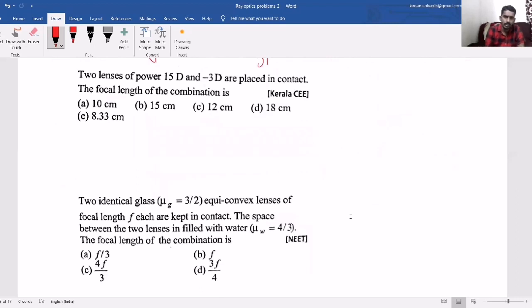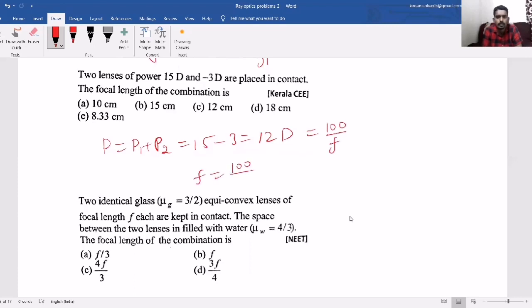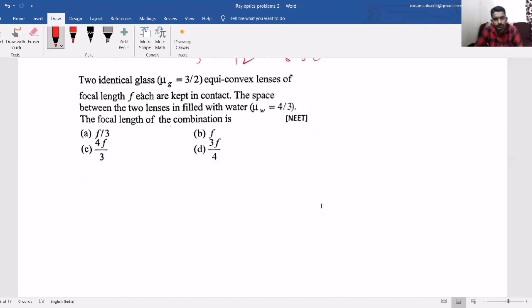Of course we have already seen it, but once again I explain. Now, two lenses of powers 15 and minus 3 are placed in contact; find the focal length of the combination. When they are kept in contact, the resultant power is P1 plus P2. So 15 minus 3, how much? 12 diopter. Power means 100 by f, so f equals 100 by 12, approximately 8.3 centimeter. So it's a direct, very simple question. Just what is the resultant or effective power when two lenses are kept in contact?